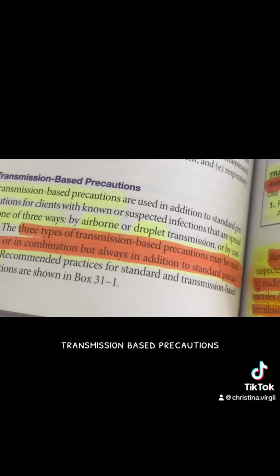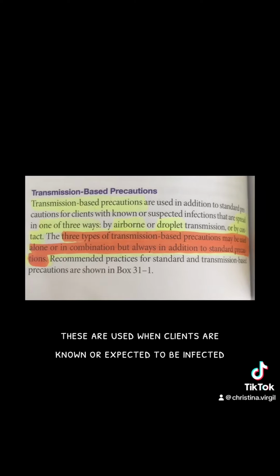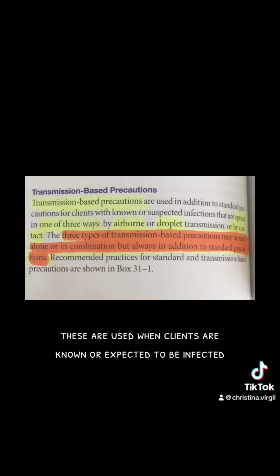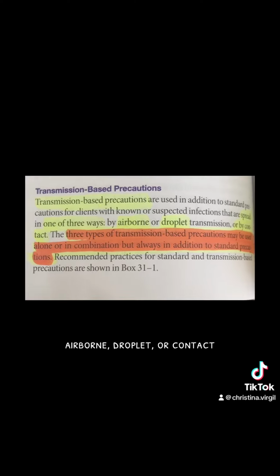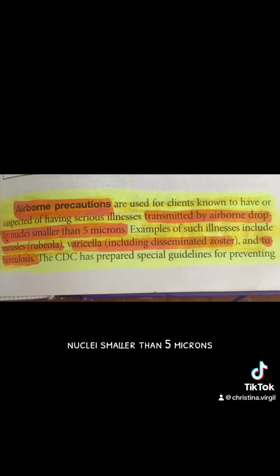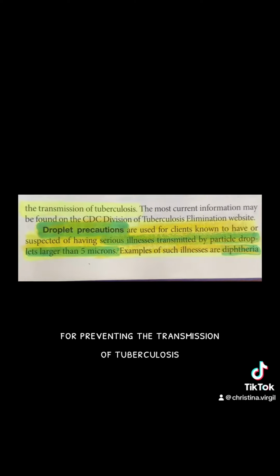Transmission-based precautions. These are used when clients are known or suspected to be infected with infections that spread in one of three ways: airborne, droplet, or contact. Airborne precautions are used for clients known to have or suspected of having serious illnesses that are transmitted by airborne droplet nuclei smaller than 5 microns. These include measles, varicella, and tuberculosis. The CDC has prepared special guidelines for preventing transmission of tuberculosis.